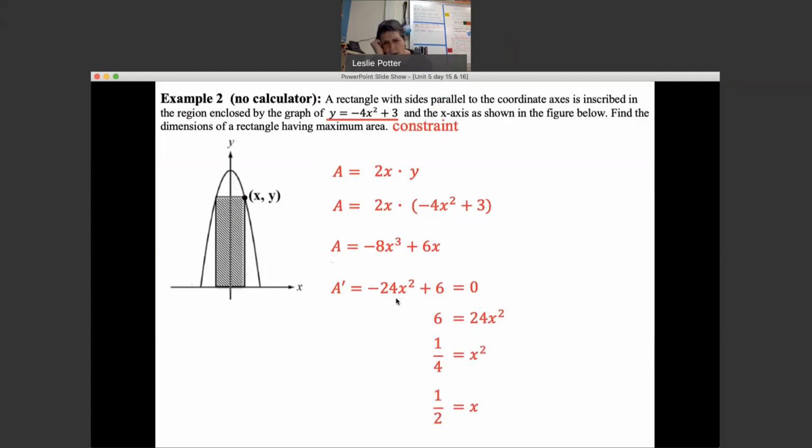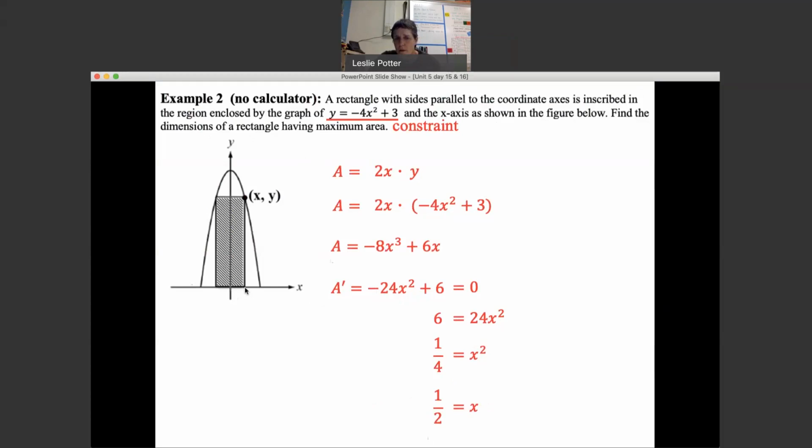We really could say plus or minus 1/2. And you know, relative to this picture, that makes sense. We could either be over here at plus 1/2 or over here at minus 1/2. And now we have to answer the question. It says find the dimensions of the rectangle having maximum area. So we know maximum area occurs when x is equal to 1/2, but x is only this distance here from the y-axis to the edge of the rectangle.